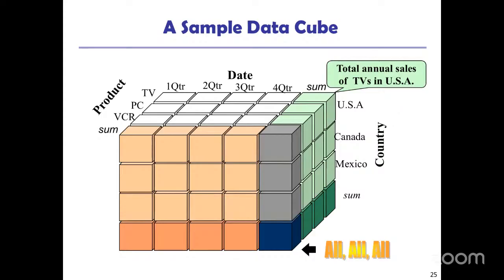Okay, just see the sample data cube. One dimension is product. Under this product, we can have TV, PC (personal computer), VCR, and the sum of all these things. Another dimension is date. When we talk about date, it is first quarter, second quarter, third quarter, and fourth quarter.